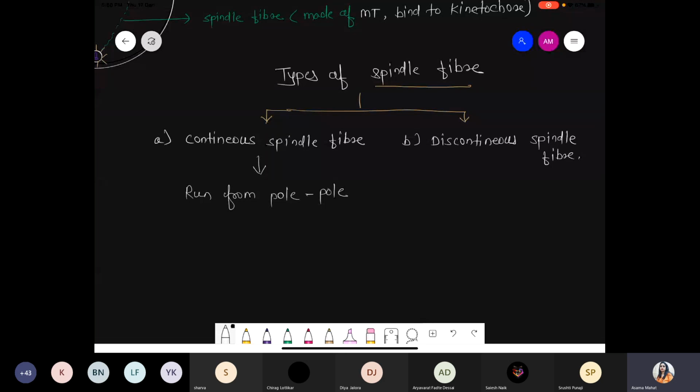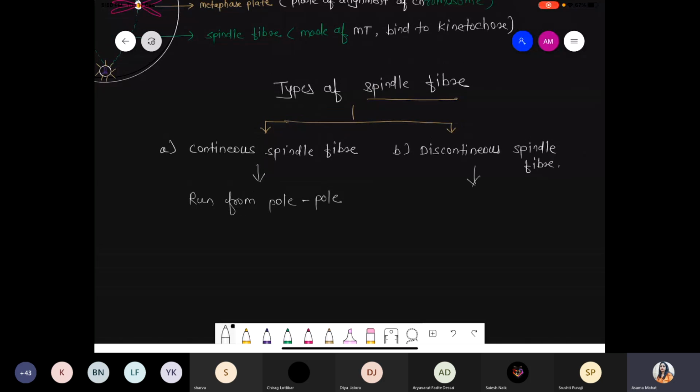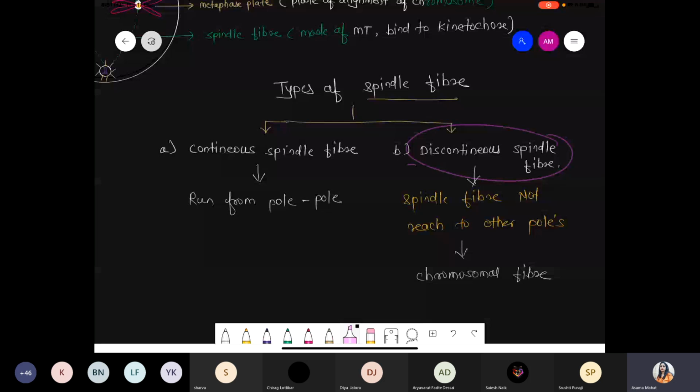And when you compare this with the discontinuous one, the simple meaning is that the spindle fibers do not reach the other pole. Discontinuous means the spindle fiber is not attached to, or does not reach, the other pole. We will take a diagrammatic representation to understand the meaning of continuous and discontinuous. Please remember, whenever we talk about the discontinuous type of spindle fiber, they are not attached to the other pole. Such discontinuous spindle fibers are also called chromosomal fibers.